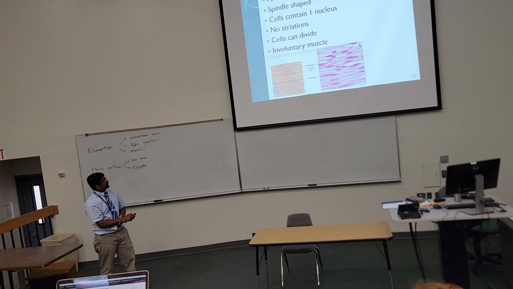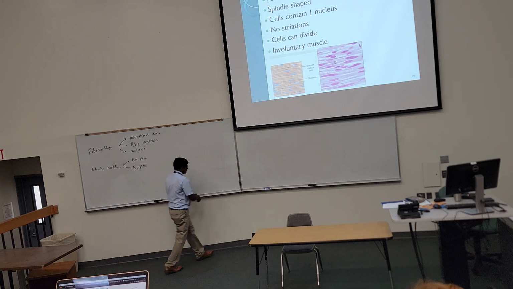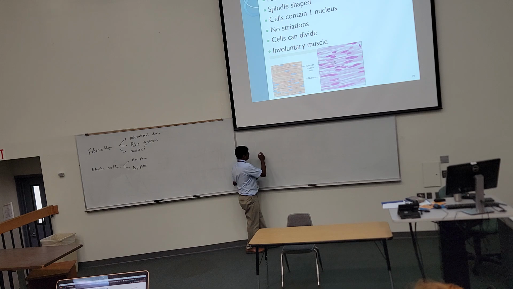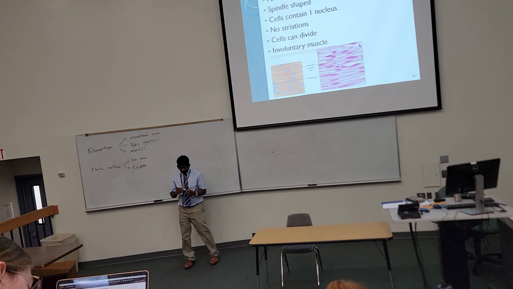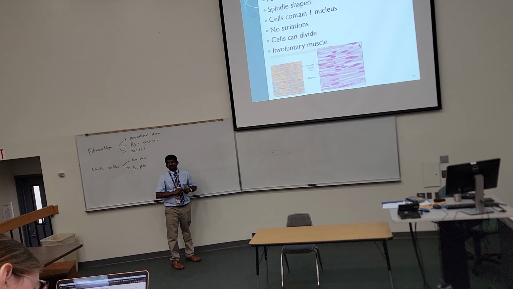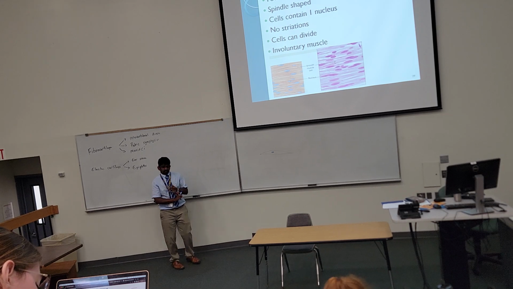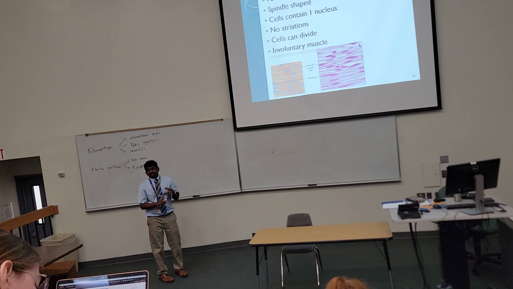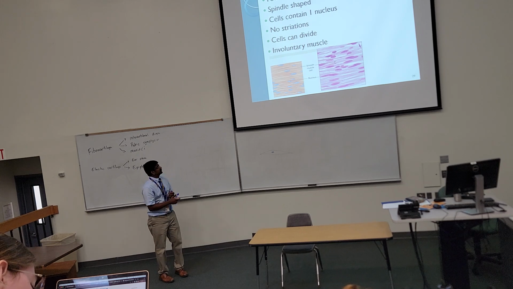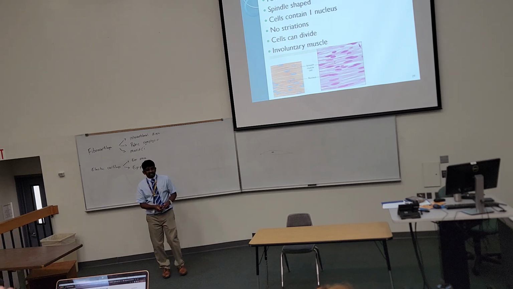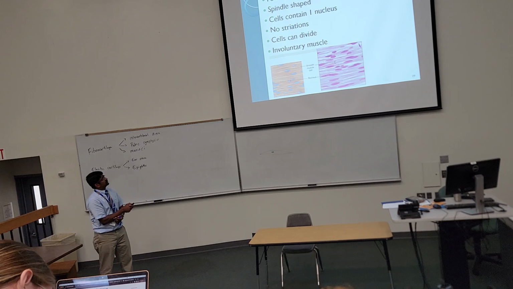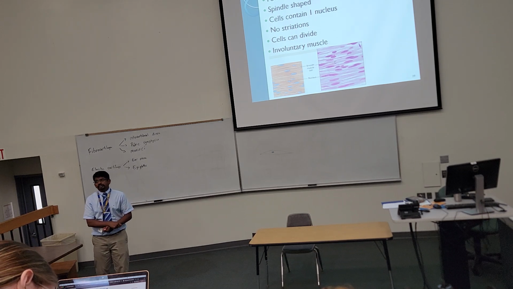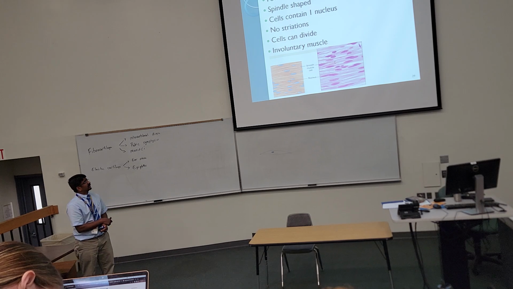They are spindle shaped, so they are narrow at the ends, wide in the middle. These ones only have one nucleus per cell. Okay? One nucleus per cell. Another thing is they are involuntary. They do not have striations. Involuntary, they do not have striations. These are the only cells that, even when mature, can divide. The other two do not. Skeletal and cardiac do not divide.